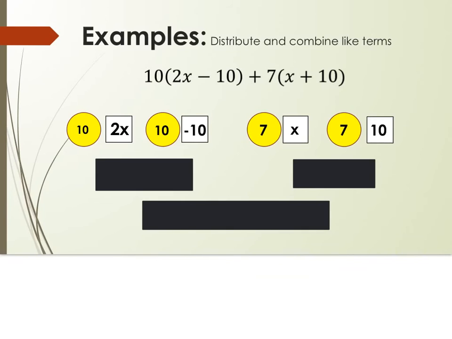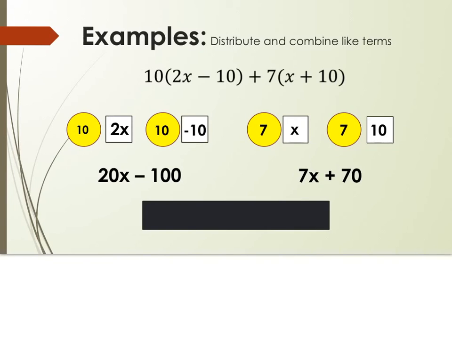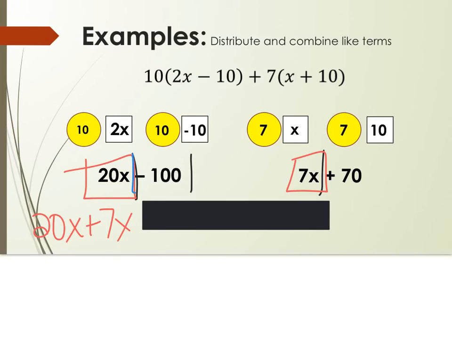Then you multiply. 10 times 2x is 20x. 10 times a negative 10 is a negative 100. Then you have 7 times x is 7x, and 7 times 10 is 70. You will have a 20x, a negative 100, a 7x, which is positive, and a positive 70. You can combine the 20x and the 7x, and the negative 100 and the positive 70.